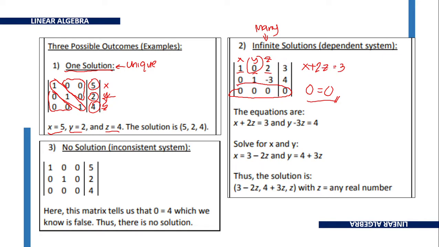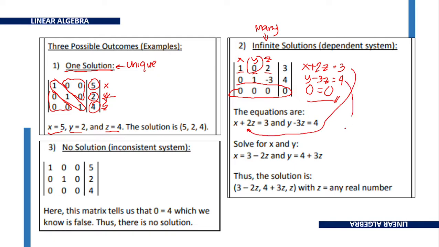Then, itong second row naman, since 0 na rin yung X, 0X, so wala na siya. Then, meron tayong 1Y. So, we have Y. Then, we have negative 3Z. So, minus 3Z. Then, we have is equal to 4. Okay, so kung mapapansin nyo, pares lang siya dito, di ba? Sa mga equations na yan.